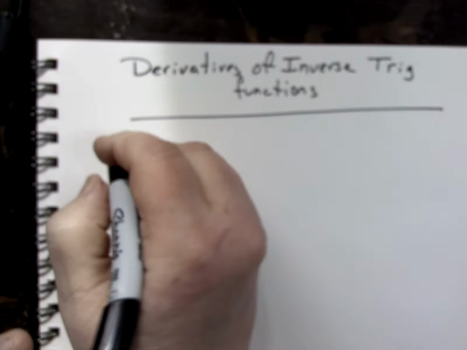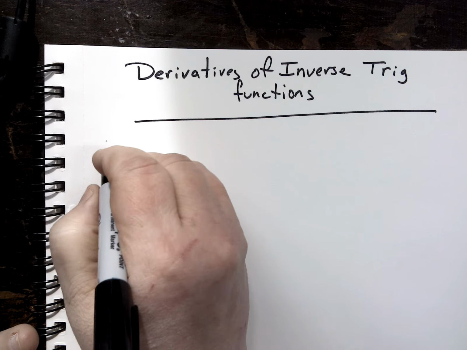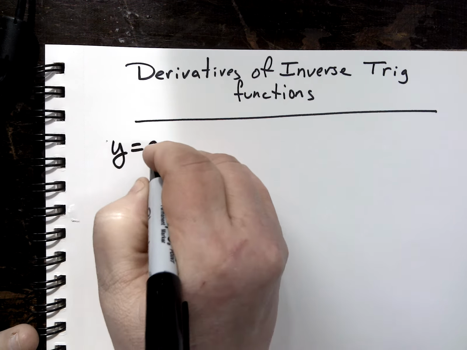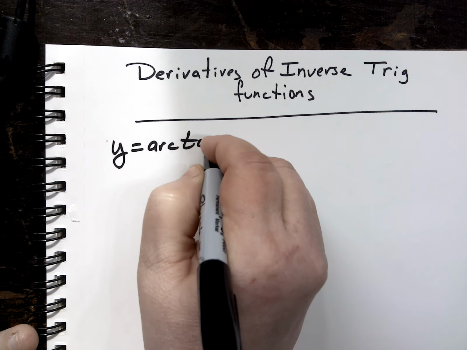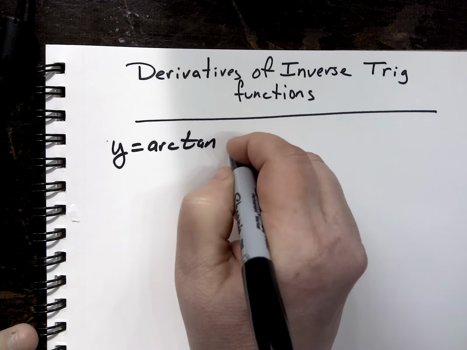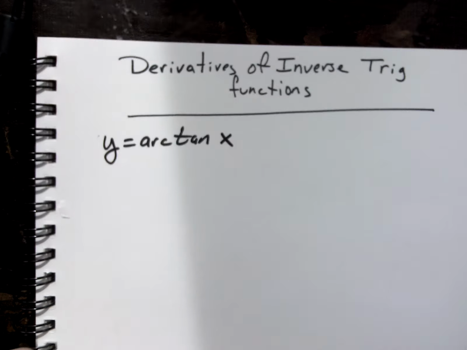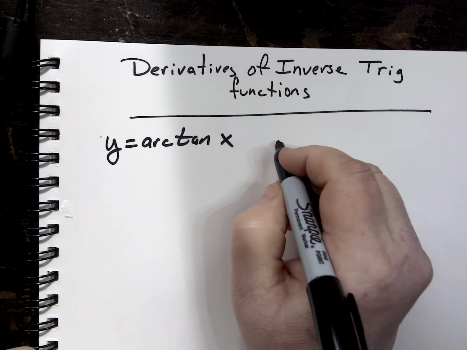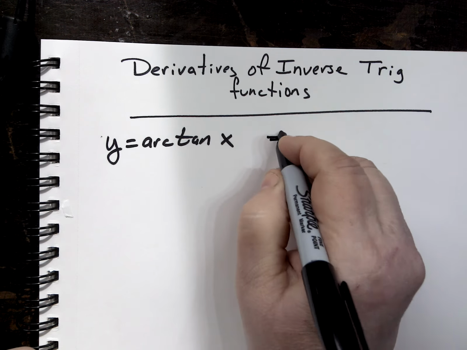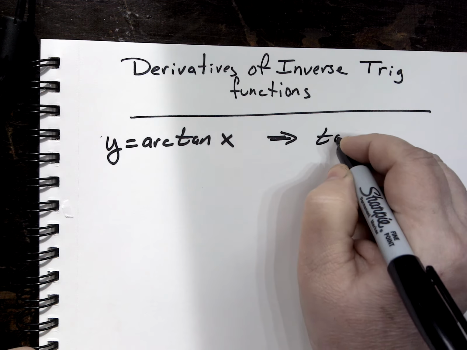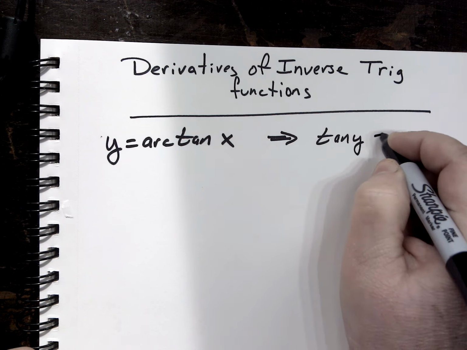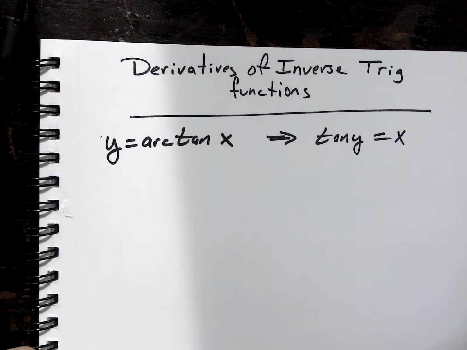Their derivatives, because this is calc and that's what we do. Let's say I have y equals arctan of x, and I want to find the derivative of that. Well, one thing I know is that if y equals arctan, that means tan of y is equal to x. And this I can take the derivative of.